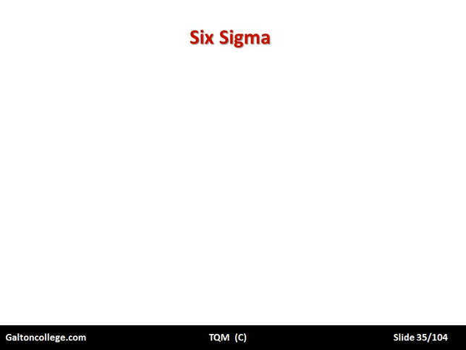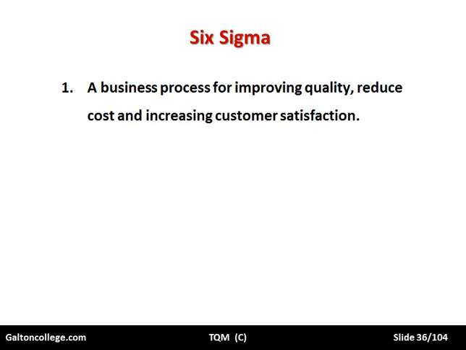Well, Six Sigma is using this type of concept. If you're not familiar with statistics, don't get put off by what I just said. What I'm trying to drive at here is Six Sigma is a very strict view of quality. A business process for improving quality, reducing cost, and increasing customer satisfaction. That's what Six Sigma is about. It's about improving quality, reducing cost, and increasing customer satisfaction. So no one can fight with those three objectives.